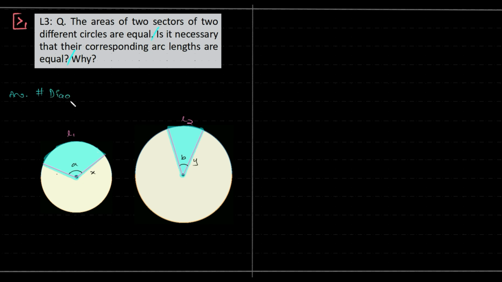Okay, let us show that it is not. So we have been given that the areas of the sectors are equal for the given circles. So we need to assume a few things before we start working on it. What is it that we need to assume? We need to assume about the radius and the angle subtended by the sector, right?